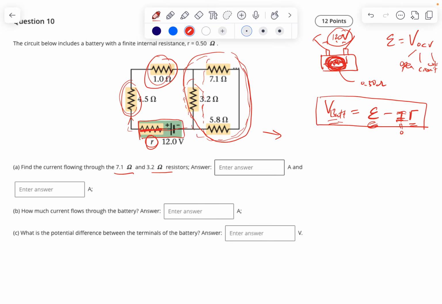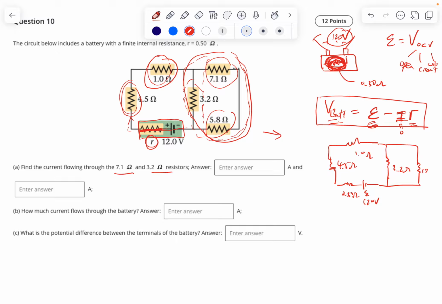Okay, so first one, battery epsilon 12.0 volts, right? And then 0.50 ohm, 4.5 ohm, 1.0 ohm, right? And then this is a 3.2 ohm, and then you can combine them together, right? So this one, 7.1 plus 5.8 will be 12.9. Okay, this is the first step, right?